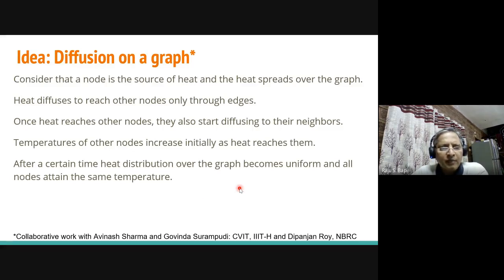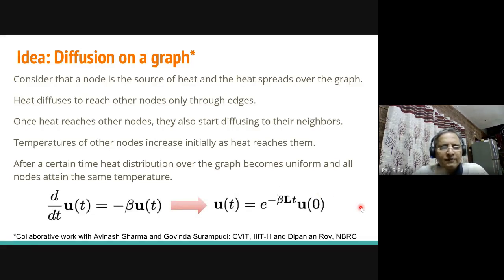Now, this can be modeled by a linear differential equation of this kind, where u of t is the regional activity, and there is a spread of this activity in an exponential fashion. The solution of this is, for example, that u of t is e raised to minus beta L t times u0, the initial heat distribution, and how it diffuses over time.